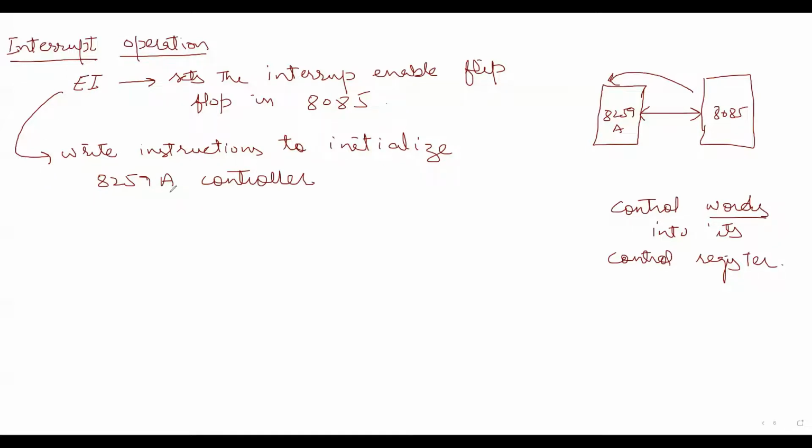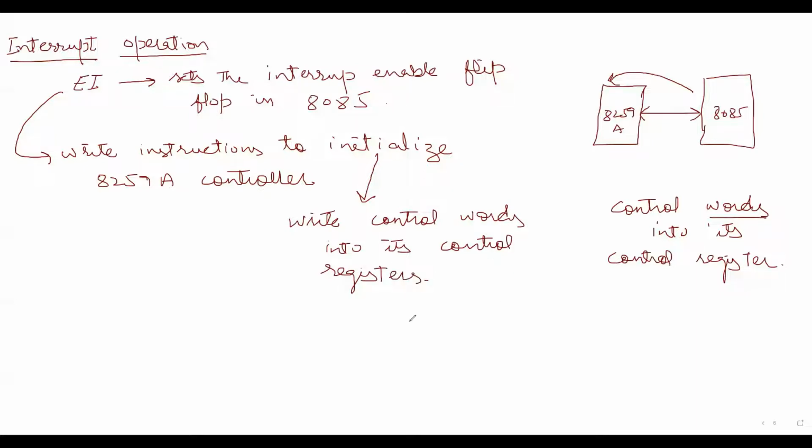So what is the second step? Write instructions to initialize the 8259A controller. And what is initialization? Initialization means we have to write control words into its control registers. Then based on those words, 8259A will handle the different interrupts. Okay, so it has to transfer data from 8085 to 8259A.